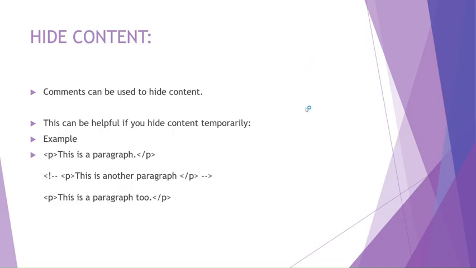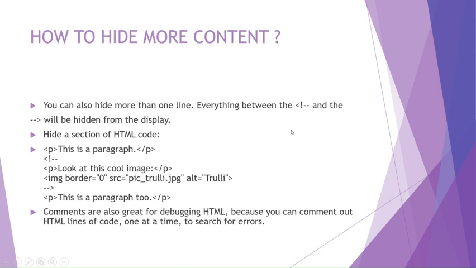So we have done our hide content. So now how to hide more content. You have done how to add simple one line content. You can also hide more than one line. Everything between this and this will be hidden from the display. Hide a section of HTML code. Which I have done, but they have just 2 or 3 lines over here. So how to add more content just like it.